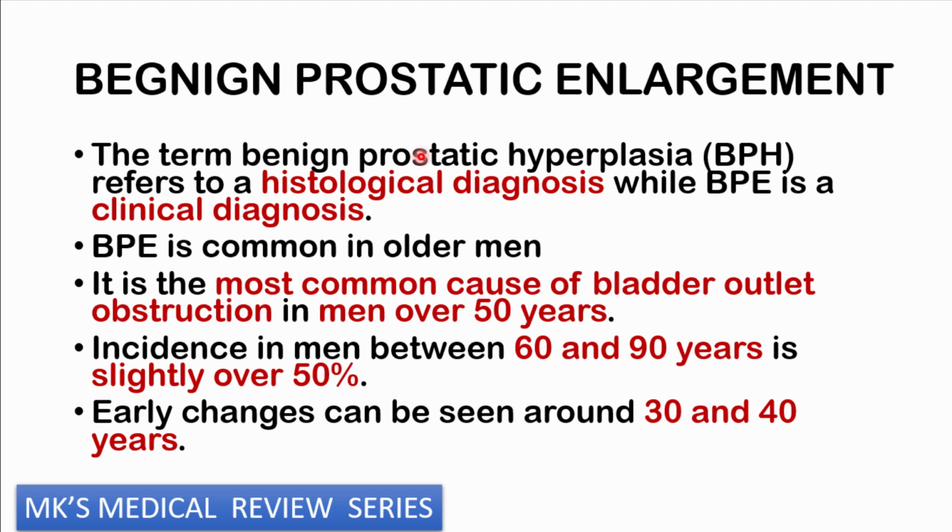Remember that BPE is much more common in older men, and it is actually the most common cause of bladder outlet obstruction in men over the age of 50. What we have realized is that the incidence in men between the ages of 60 and 90 is slightly above 50%. Early changes can actually be seen in men around 30 to 40 years.